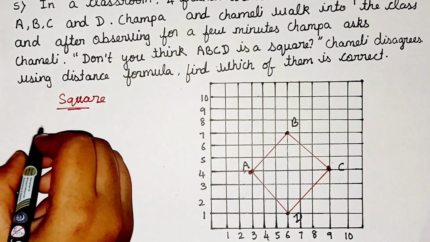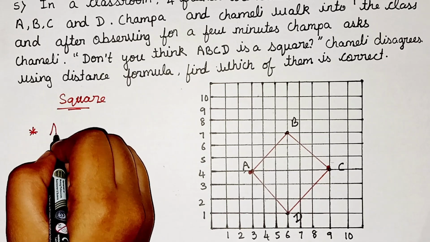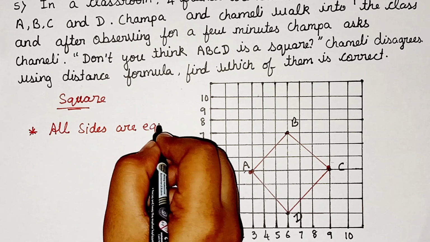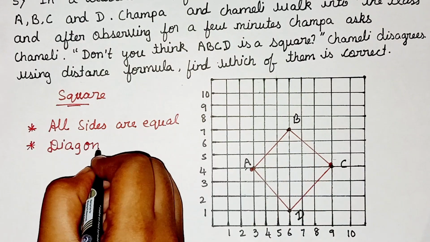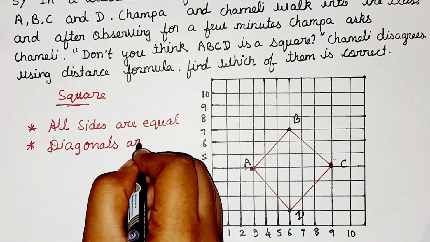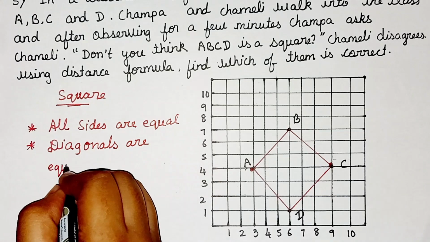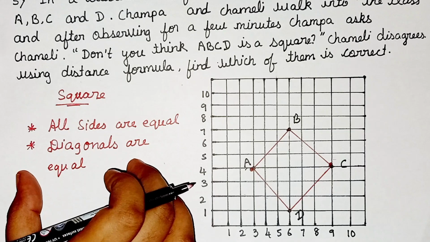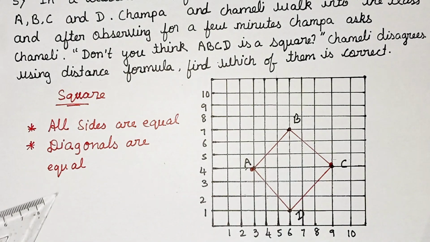First of all, let us write the properties of a square. A square means all sides are equal, and diagonals are equal. In case we show that all sides are equal and the diagonals are equal, then we can say it is a square.